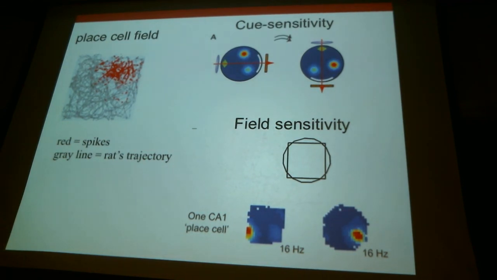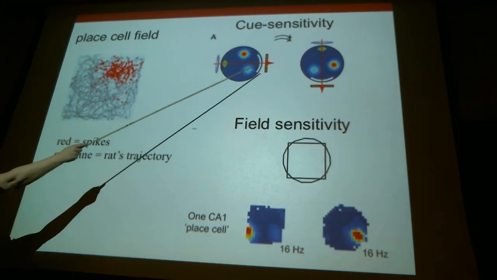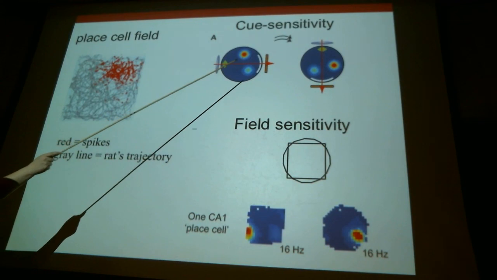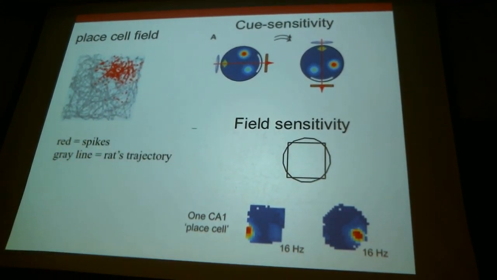A couple of important characteristics of place cell fields are that they're sensitive to cues. So if you put the animal in an arena with a poster on one side and a star on the other, and then you shift it around, the place fields will shift. So if the place field was originally here, and you have two sets of cues, and then you rotate them 90 degrees, the place field rotates 90 degrees as well.